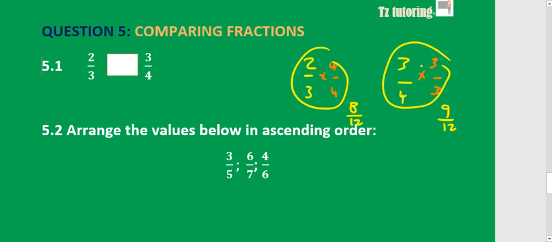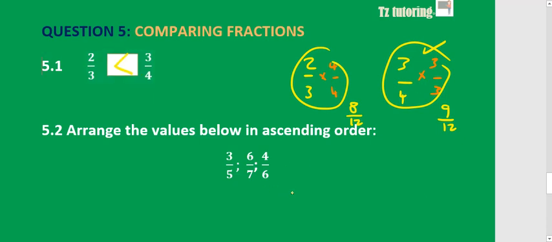And it's easy to see that this side is bigger. 3 over 4 is bigger than 2 over 3, because when we make the denominators the same, we get 9 over 12, and 2 over 3 will give us 8 over 12. So 3 over 4 is bigger.